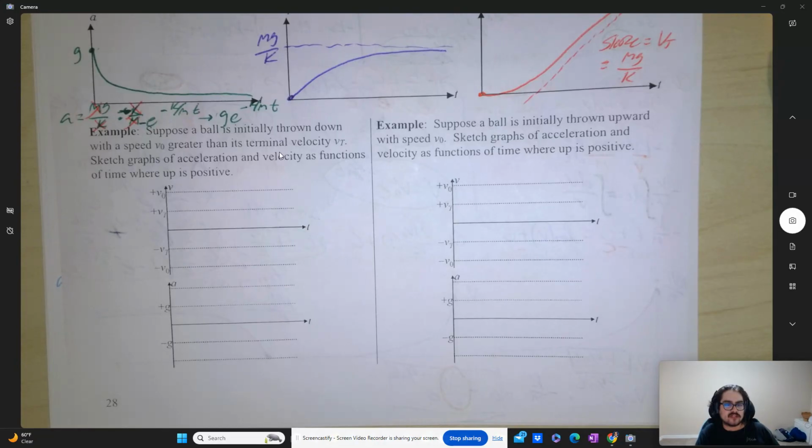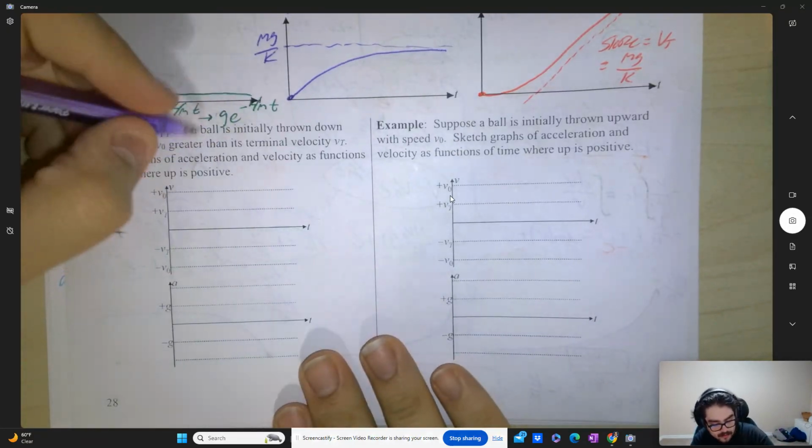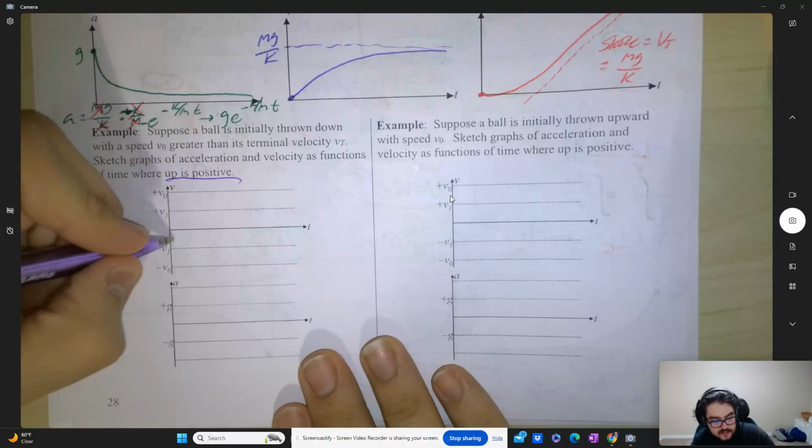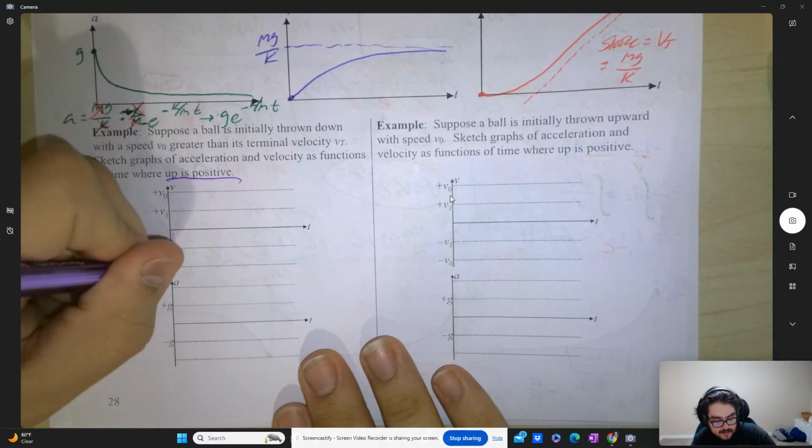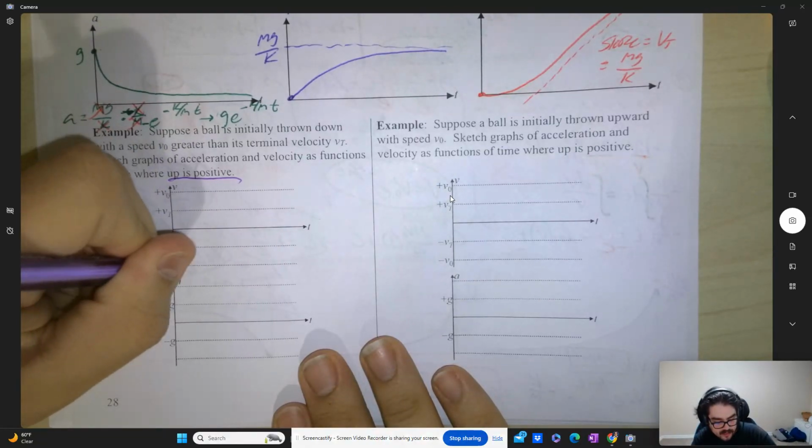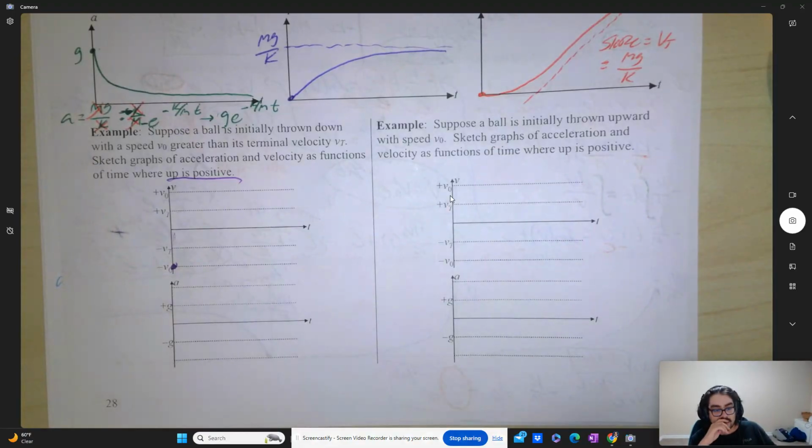Sketch graphs of acceleration and velocity as functions of time where up is positive. Well, if the ball is thrown down with a speed v naught greater than vt, it says up is positive, so if it says down, then I'm going to start at negative, and it's going to be at a speed v naught, which is greater than terminal velocity, so it's going to be right there, okay? We start out there.